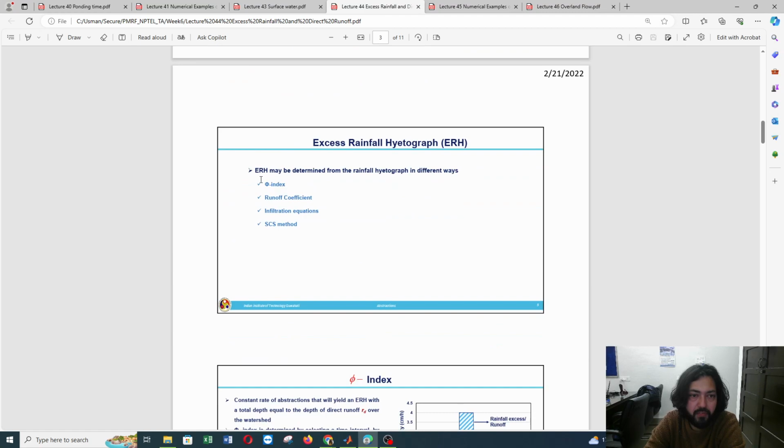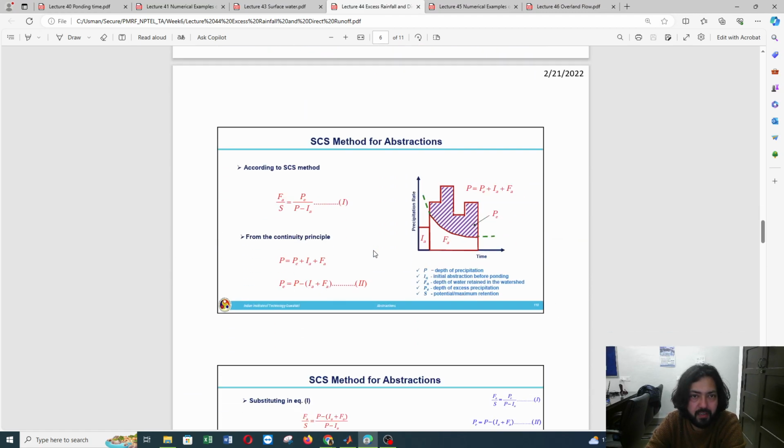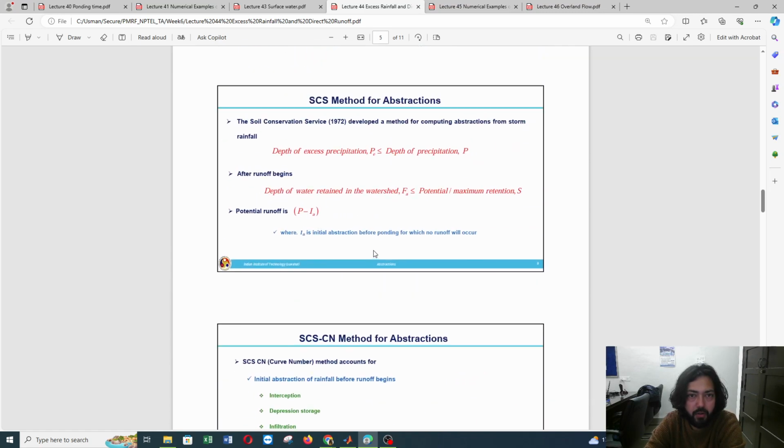Then we talked about different ways to calculate excess rainfall hydrograph using phi index, using runoff coefficient, using infiltration equation, using SCS method. And we have also seen numerical based on phi index and SCS method. We looked into more detailed of SCS method because many of the hydrological model use SCS method.